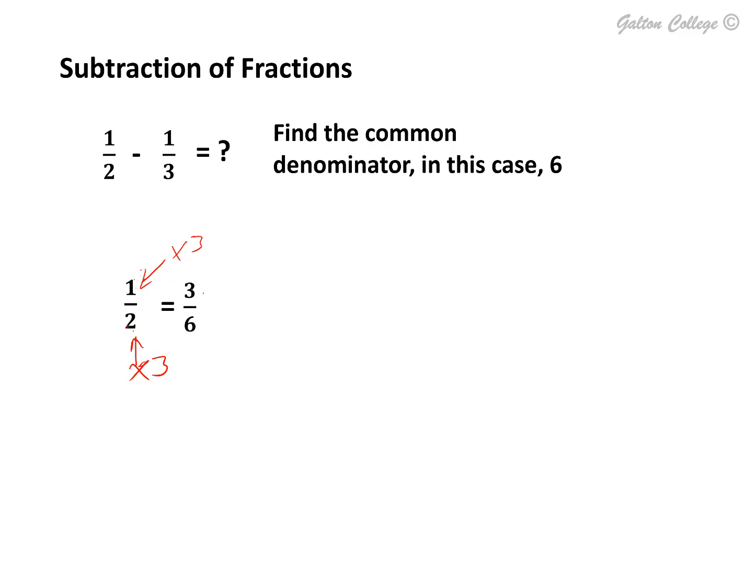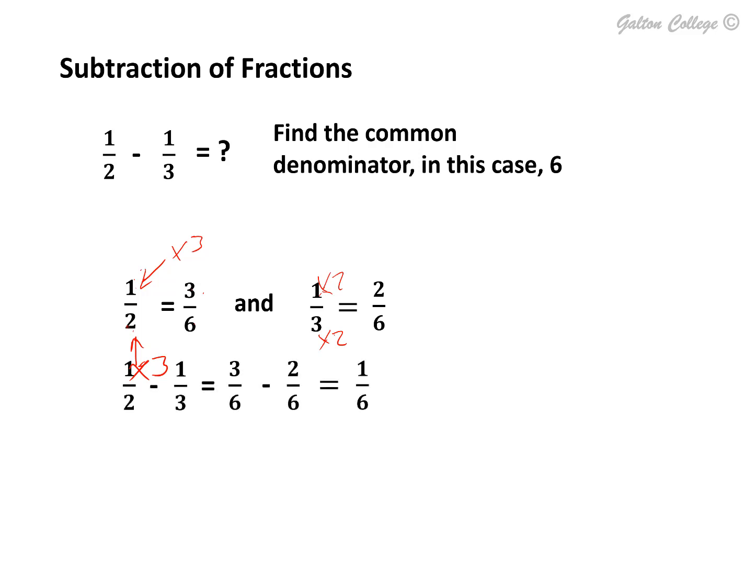Now we do the same for the 1/3. 1/3, we multiply the bottom part by 2, which gives us the 6. And we have to multiply the top part by the 2. Whatever we do to the bottom, we must do the same to the top to keep the same fraction. So 1 times 2 is 2, in other words, 2 over 6. So we've turned a half and 1/3 into 3 over 6 and 2 over 6.